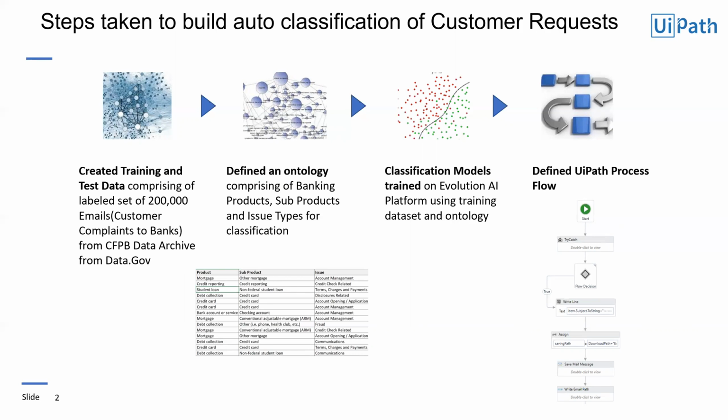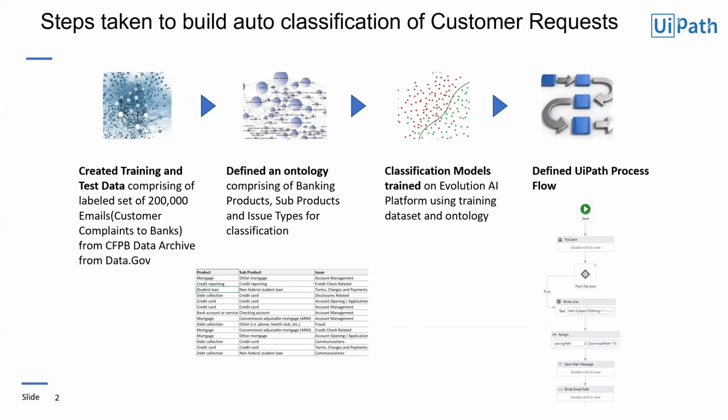As a second step, we went ahead and created an ontology or a classification model. To start with, we've created a classification model which classifies a request into 3 dimensions: product, subproduct, and issue. We believe this 3-tiered ontology will really allow the right tagging and routing of these requests to the right team within a bank.